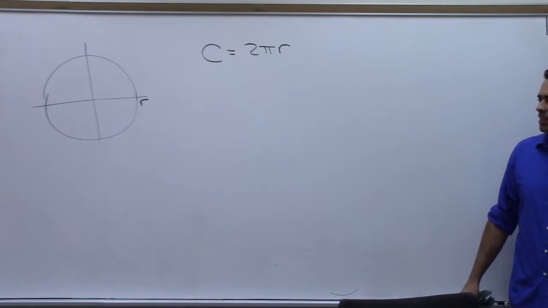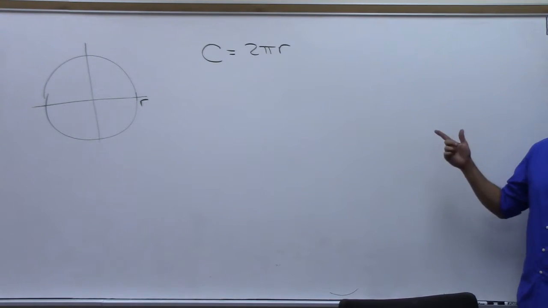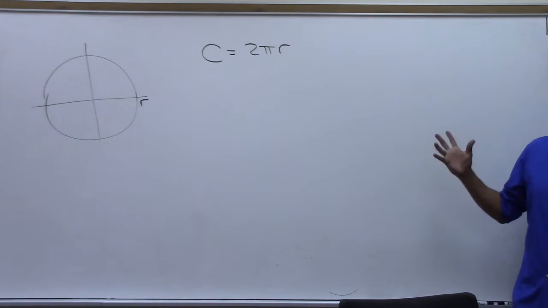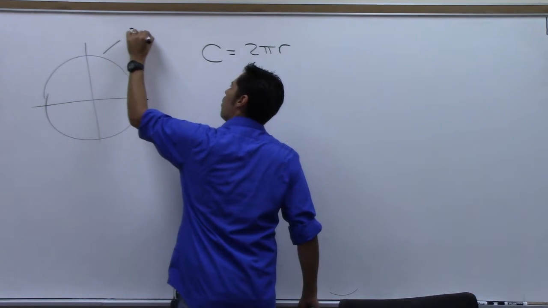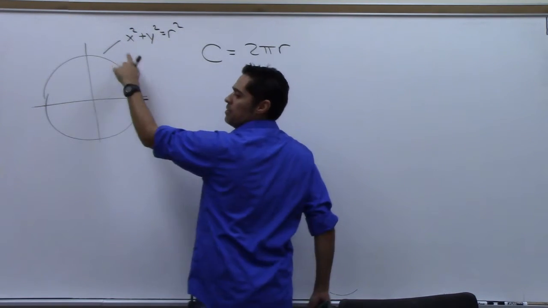Everyone else is fine. Alexis, that's it? Okay. So where does this come from? Well, check this out. Isn't this x squared plus y squared equals r squared? That's the equation of a circle.